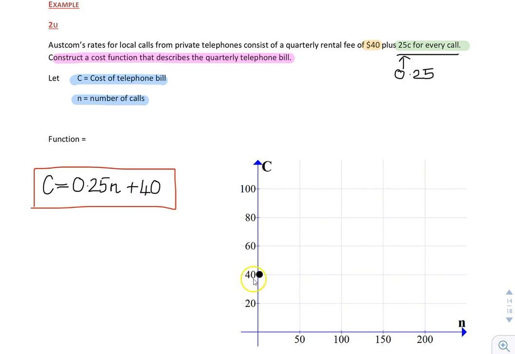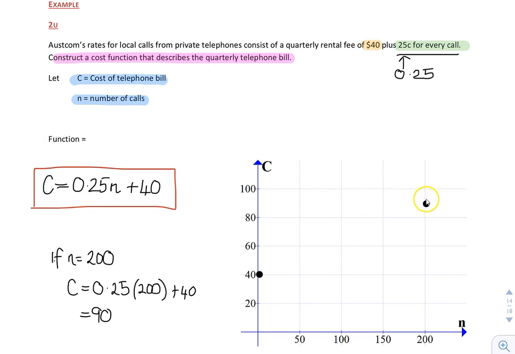You have more than one option. You could use your gradient, 0.25. However, as it's such a minute change over such a large n value, that would be a very difficult graph to plot. Instead, I'm going to choose to substitute in n equals 200 into my equation, and then if I just solve for the cost, I end up with a value of 90. So the cost is $90 after 200 phone calls.